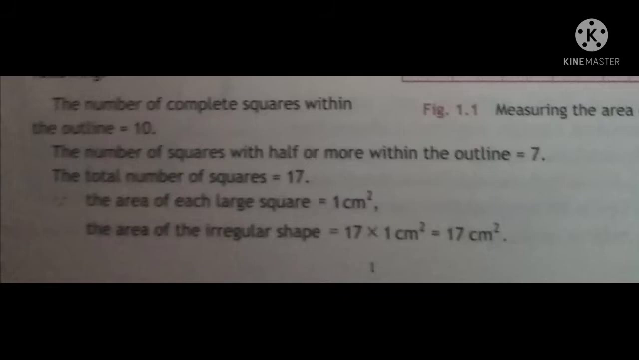So the area of an irregular shape is, how many square boxes have we counted totally? 17. 10 complete squares and 7 half squares. So totally 17 square boxes are there. It is multiplied by the area of each large square. So the area of the irregular shape of the leaf is 17 centimeters square. And this is the way to find out the area of irregular shapes.